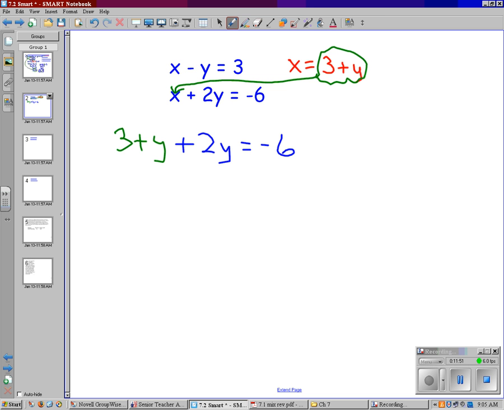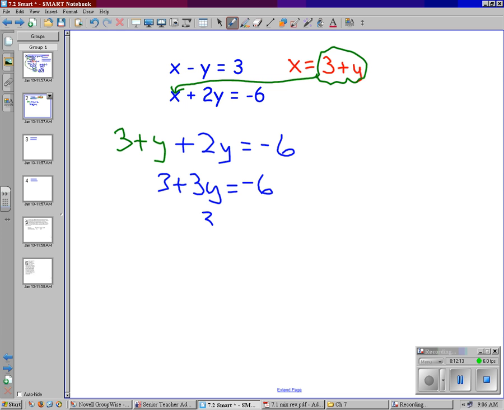Now that I have all variables the same in the equation, now I can solve for that variable. Allie, what's this next line going to look like in starting to simplify this? 3 plus 3y equals negative 6. All righty. What's the next line look like? Harrison?